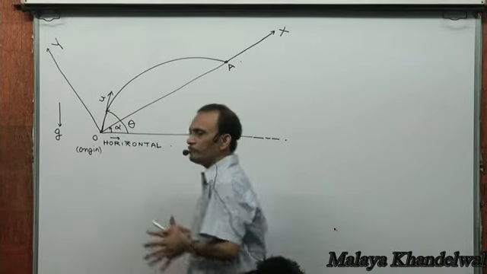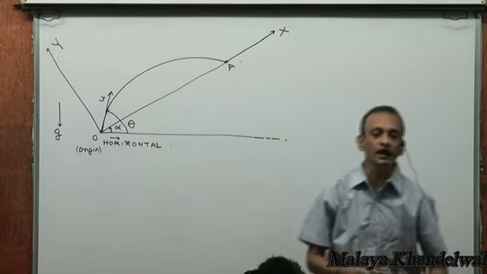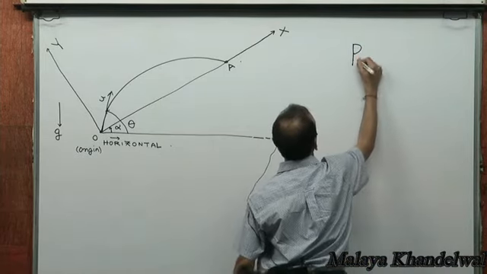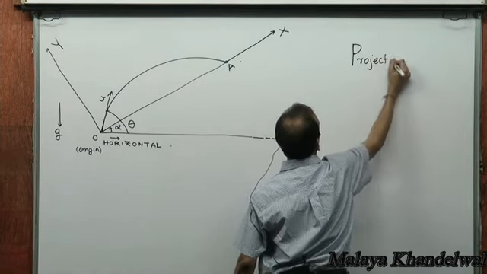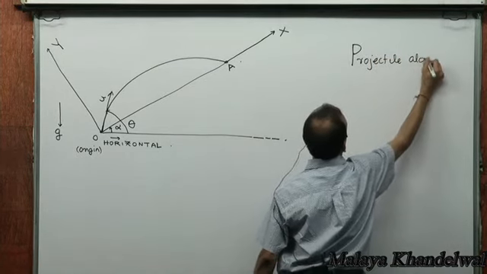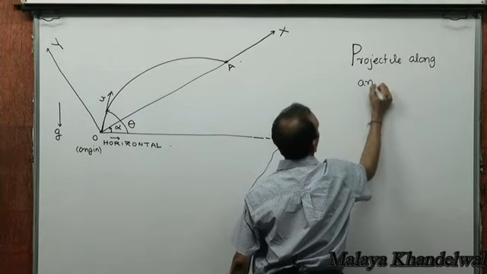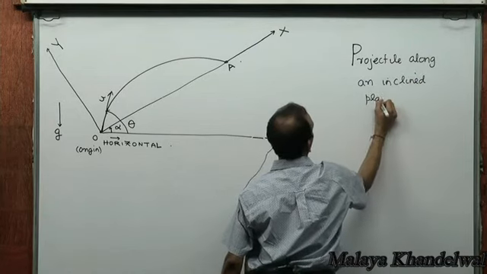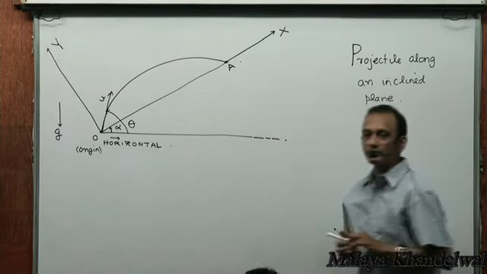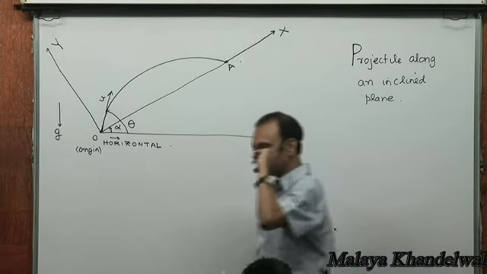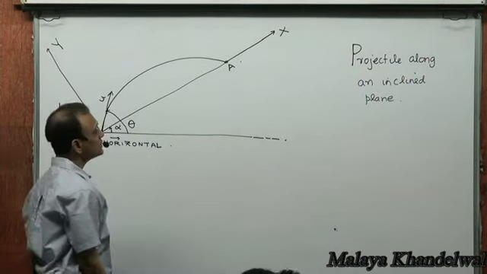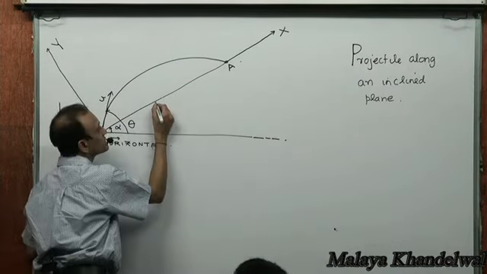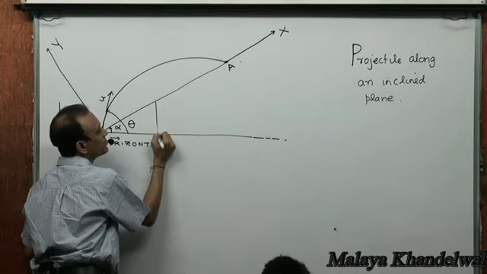So this kind of motion is commonly referred to as projectile on an inclined plane. Right? Now, g will still be downwards. All along, g will still be downwards.